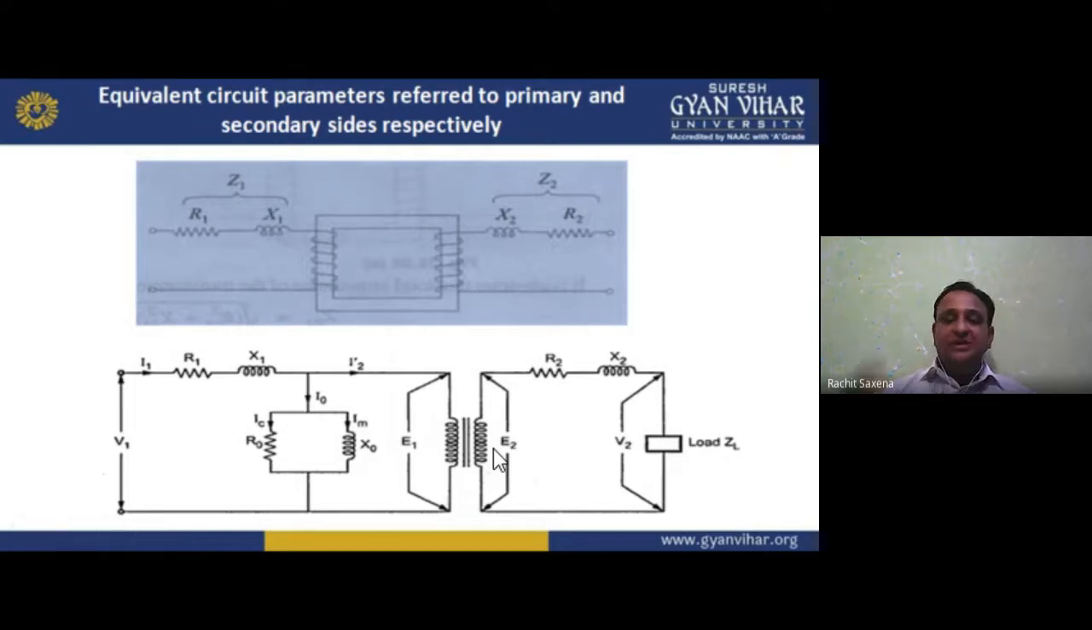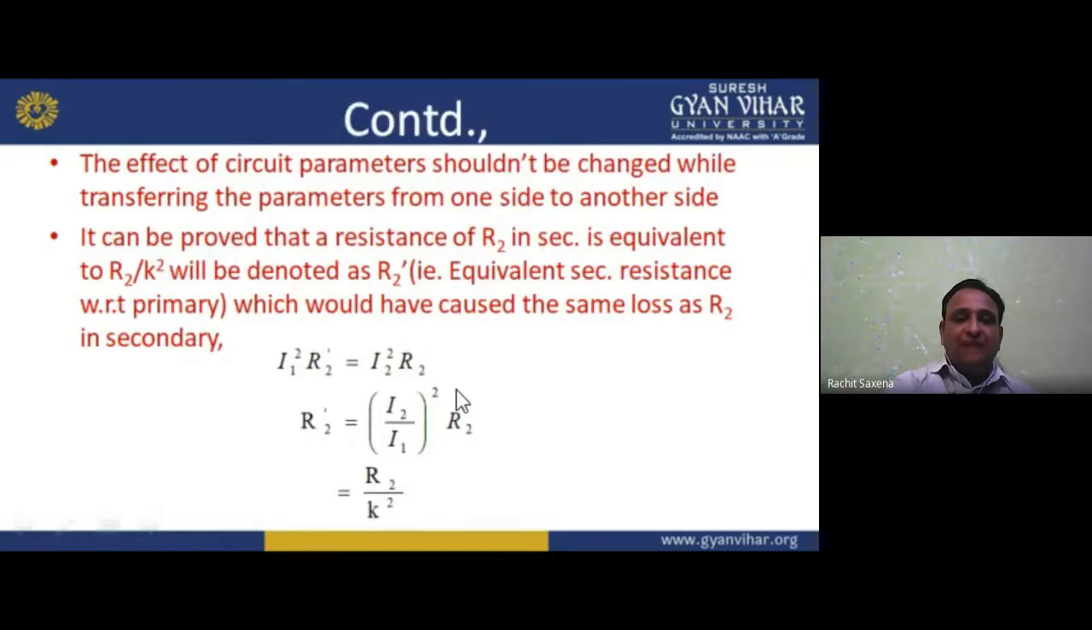The ratio is basically the ratio of secondary voltage to primary voltage, secondary turns to primary turns, and primary current to secondary current. So this is your transformation ratio. If I denote this whole thing, I need a K. K is your transformation ratio. So it can be proved that a resistance of R2 in the secondary is equivalent to R2 by K square, denoted as R2 dash. That is the equivalent secondary resistance with respect to primary, which would have caused the same loss as R2 in the secondary.